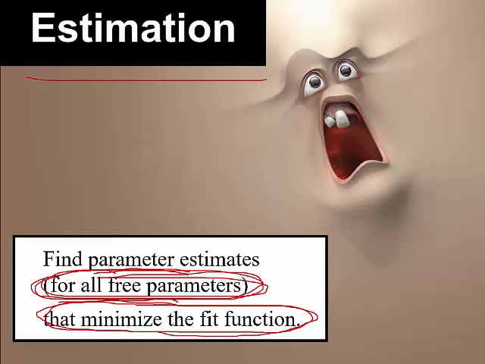So we want to minimize our fit function. What parameter estimates can we produce for each of our parameters that, when taken together, will produce the smallest possible fit function? In other words, what parameter estimates will make our reconstructed variance-covariance matrix come as close as possible to our actual observed sample variance-covariance matrix?